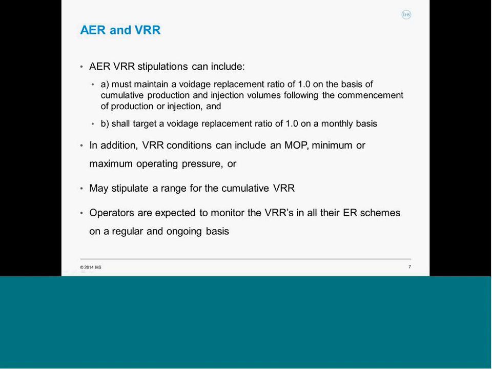An AER approval will stipulate the VRR conditions. Some stipulations can include that the operator must maintain a voidage replacement ratio of 1 on the basis of cumulative production and injection volumes following the commencement of production or injection, and target a voidage replacement ratio of 1 on a monthly basis. VRR conditions can include a minimum or maximum operating pressure, or may stipulate a range for cumulative VRR. Operators are expected to monitor the VRRs in all their secondary recovery schemes on a regular and ongoing basis.